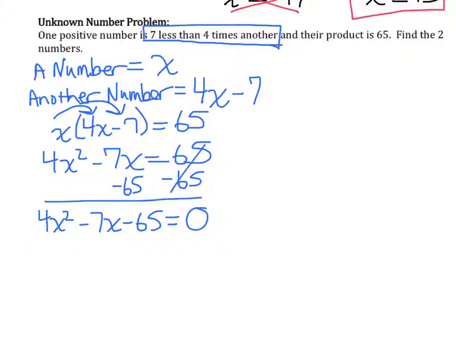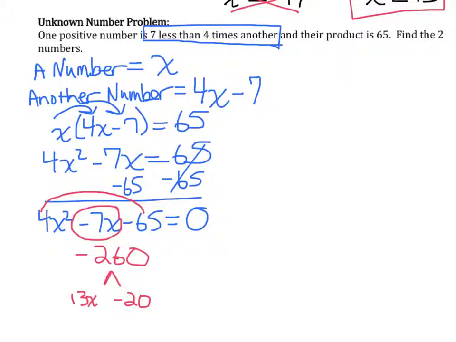Remember, we multiply the 4 by the negative 65. If you multiply 4 and negative 65, you are going to get a negative 260. And so what we need to do is find two numbers that multiply to give us negative 260, but add up to a negative 7. And so if you go through your factors of negative 260, a positive 13 and a negative 20 will work for you, all right? And so my goal is to write this negative 7x as a 13x minus a 20x.